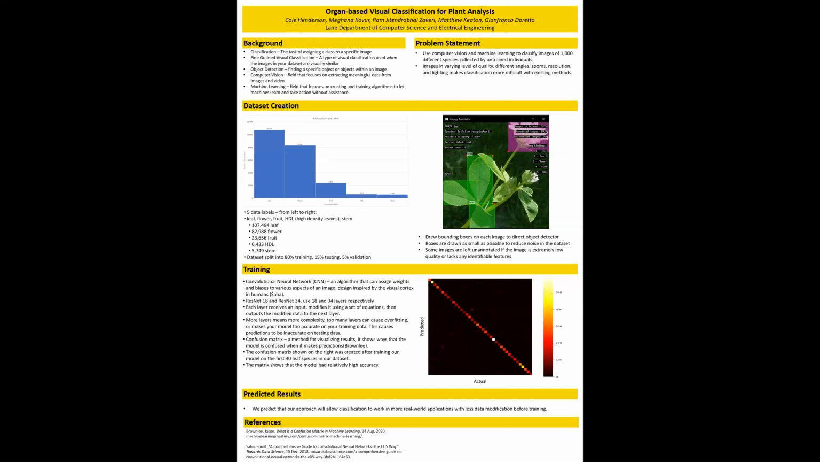A confusion matrix, shown on the right, is a method for visualizing results, and it shows ways your model can be confused when making predictions. The one shown on the right was created after training our model on the first 40 leaf species in our dataset. And because there is a diagonal line from top left to bottom right, that means that our model had high accuracy. We predict that our approach will allow classification to work in more real-world applications with less data modification before training.